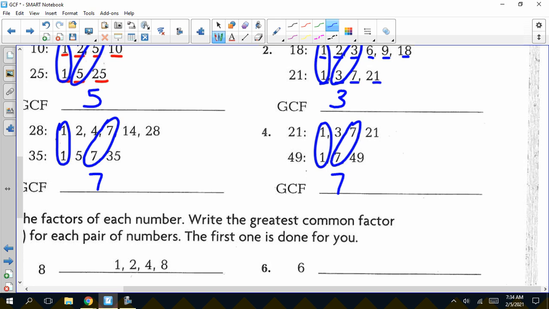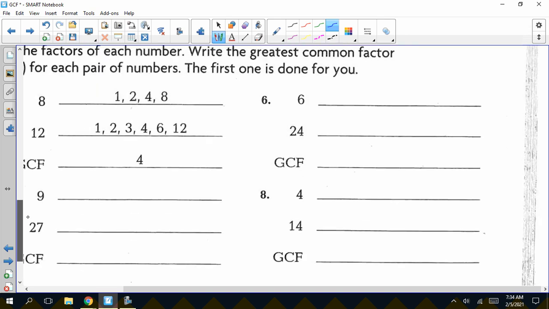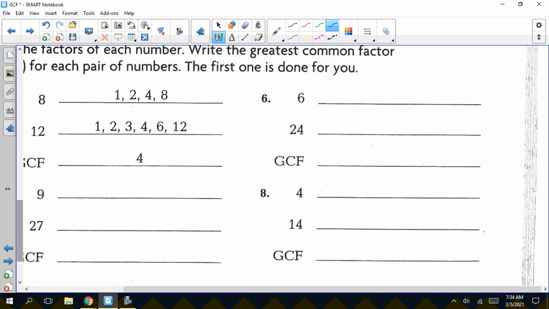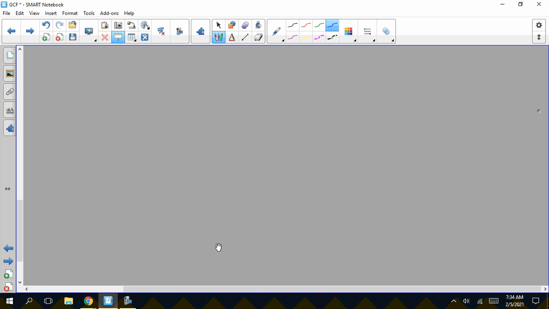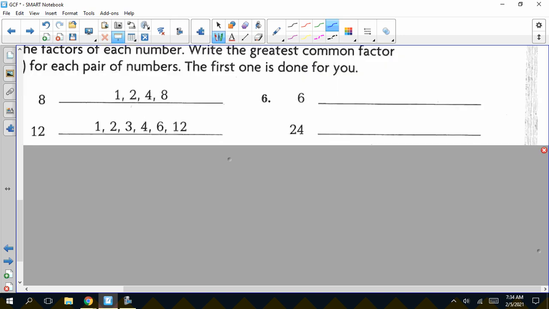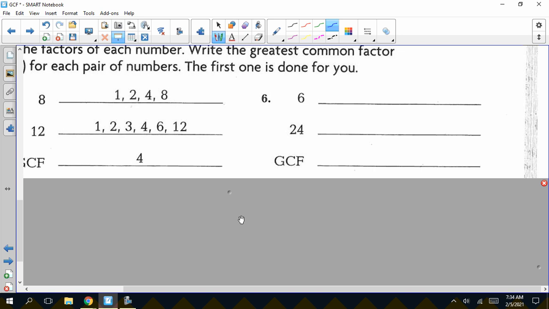As we skip down here to number 6, we're looking at 6 and 24. I'm going to pull the shade down here so we can just focus on the problem that we have. 6 and 24. Now we're going to make a list of our factors of 6. We're going 1 times 6 and 2 times 3. 4 doesn't work, 5 doesn't work, so our list is done for 6.